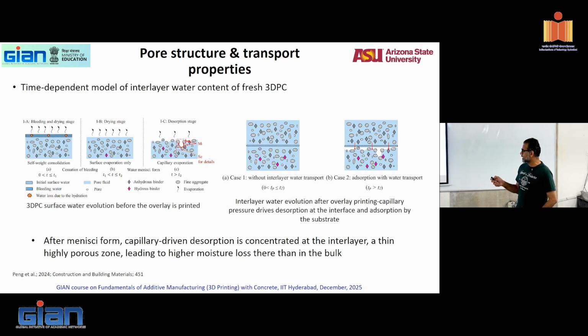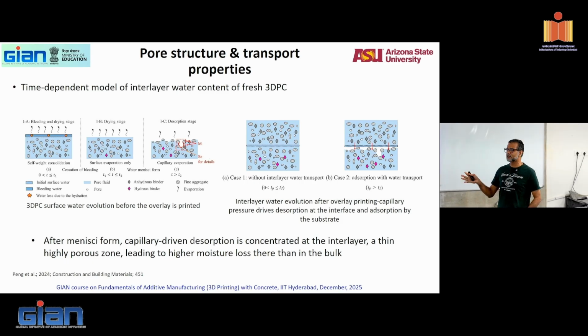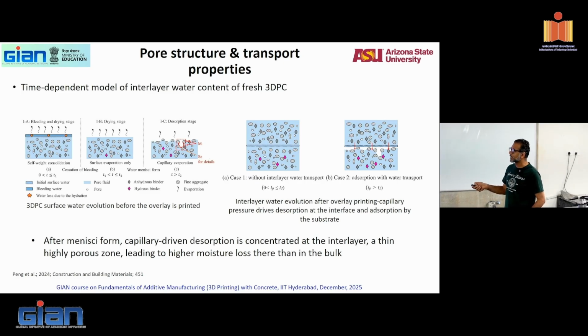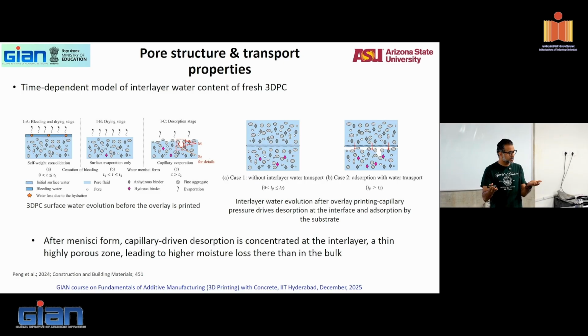What happens when water goes out of, again, standard concrete? Again, there is nothing more different here. This is kind of exaggerating a few points that are relevant to 3D printed concrete. Otherwise, really nothing different in terms of mechanisms from conventional concrete. So here is water coming to the surface, capillary rise. Through a layer, capillary rise will be quicker.